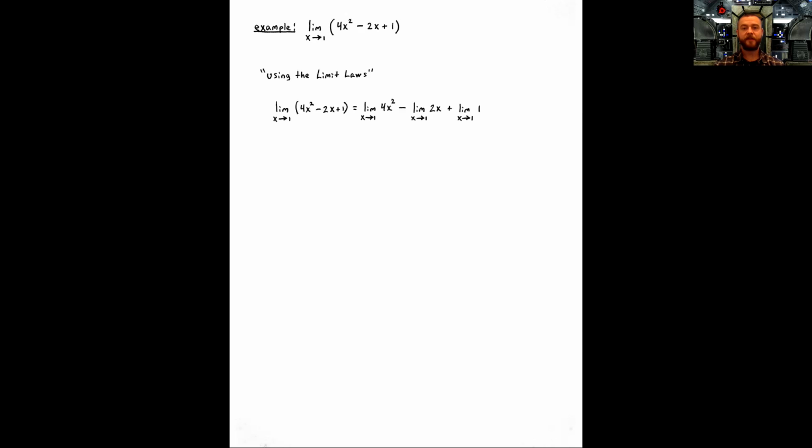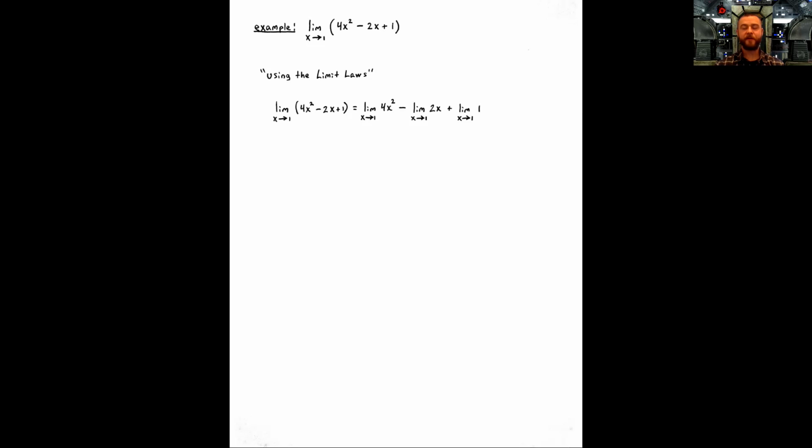All right, what we can apply first is a combination of the sum and difference rules or laws. So we have three different parts or terms within our function: 4x squared, 2x, and 1. We can add and subtract three individual limits here. Now we should be checking that each individual limit exists, but they do. Take my word for it.